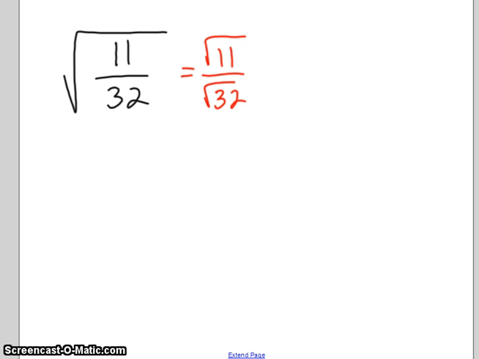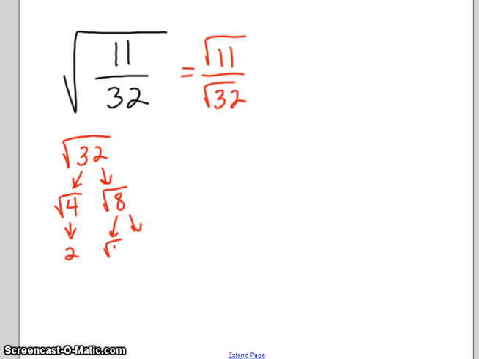Now, the square root of 32 we all know is 16 and 2, but I'm going to do something different this time. The square root of 32 breaks up into the square root of 4 and the square root of 8, just in case you don't know 16 and 2. Well, we know the square root of 4 is just 2. And the square root of 8 is the square root of 4 times the square root of 2 as well. Well, we know that the square root of 4 is 2. And the square root of 2 is in simplest form.